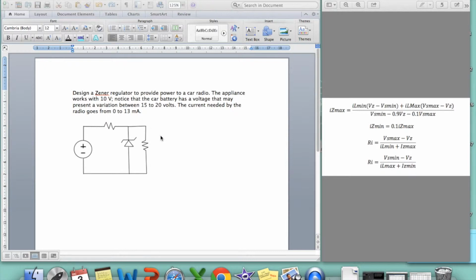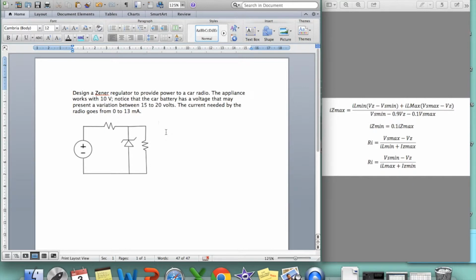So first thing we need to do is to draw our circuit, which is composed by a voltage source, Ri, a Zener regulator connected in reverse bias, and RL. Next, we will identify the data they're giving us. So we've got that IL minimum equals 0, IL maximum is 13 milliamperes, the maximum voltage is 20 volts, and minimum voltage is 15 volts.